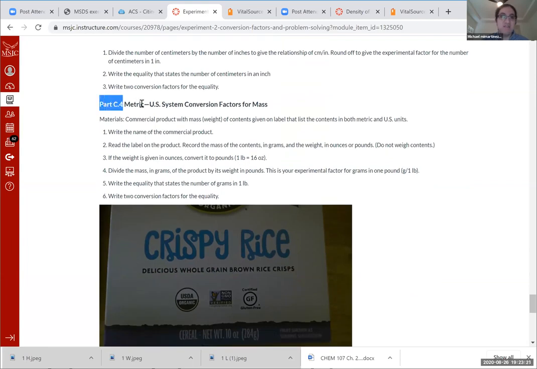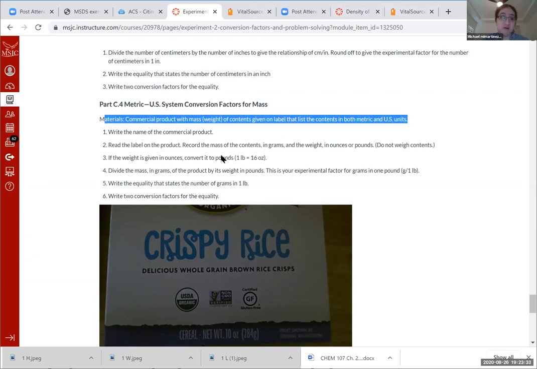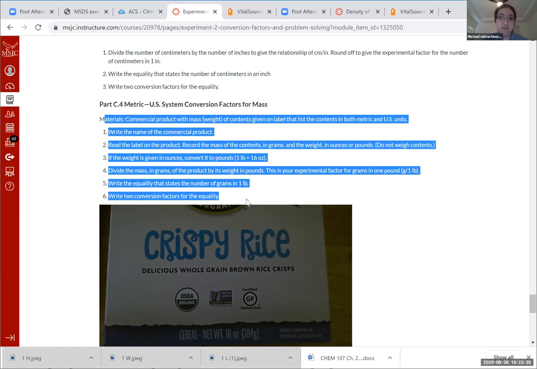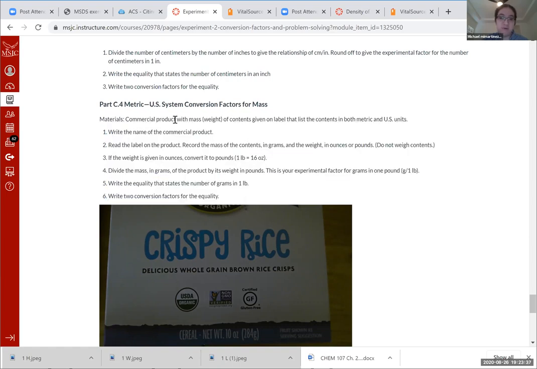For part C4, you're going to do metric to US system conversion factors for mass. One thing that I noticed, there was a typo in the lab manual. So the procedure that I have written here corrects the typo in the lab manual.